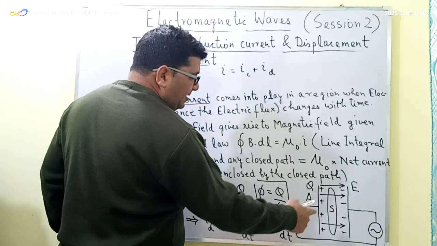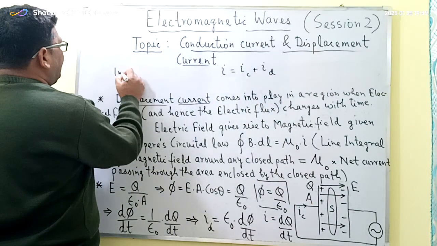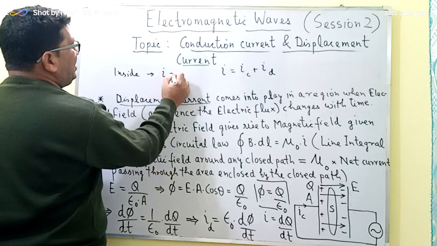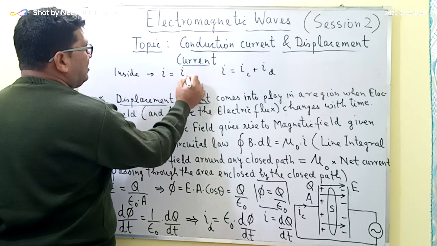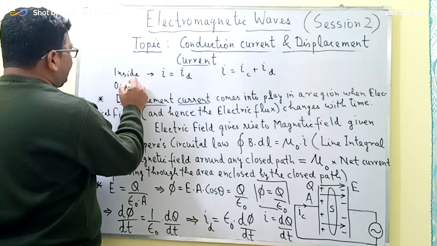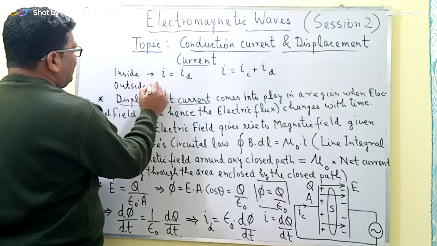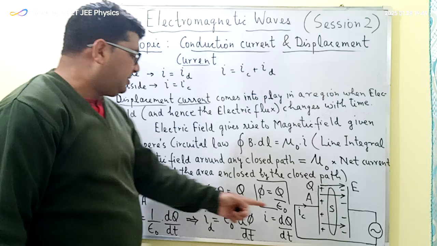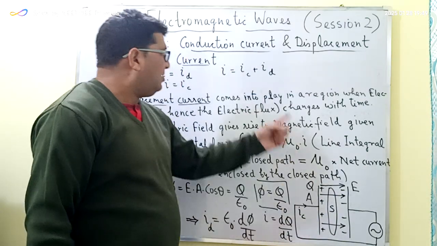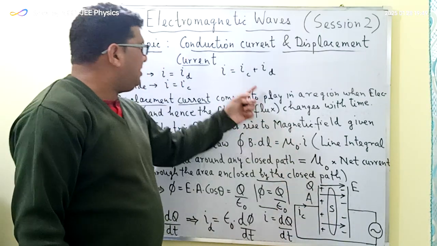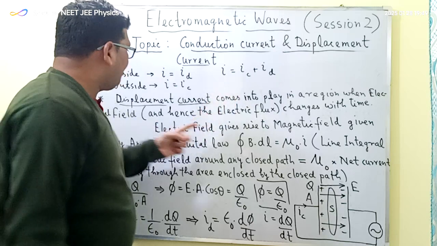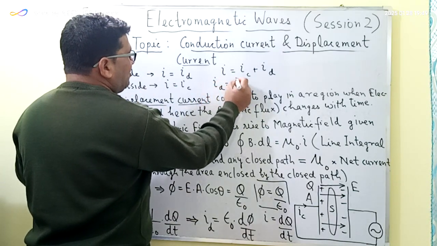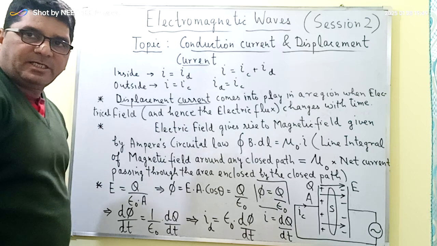So inside the capacitor, the total current will be equal to ID, and outside the capacitor the total current will be equal to IC, because outside the capacitor the displacement current will be equal to 0, and inside the capacitor the conduction current will be equal to 0. So from here we can say that the displacement current will be equal to the conduction current.